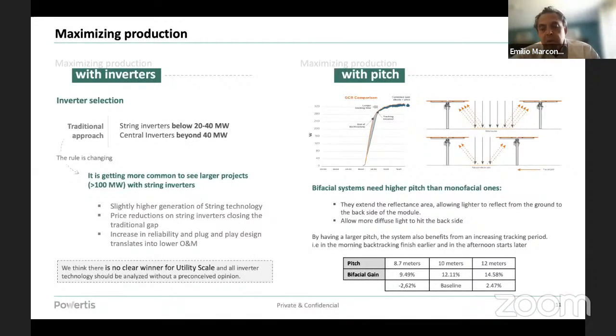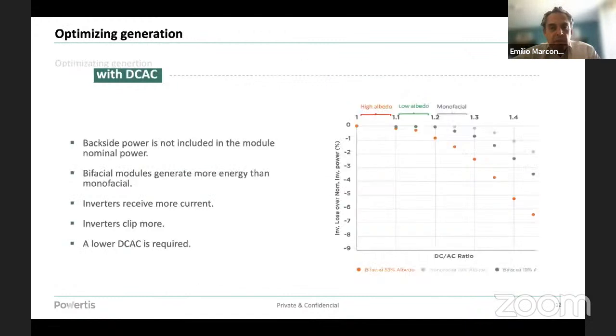In the table below, we have how this is done for an SF7, which is a 2P. A difference of 2 meters in pitch, from 10 to 12, would increase generation by 2.5%. So it's very important to consider.